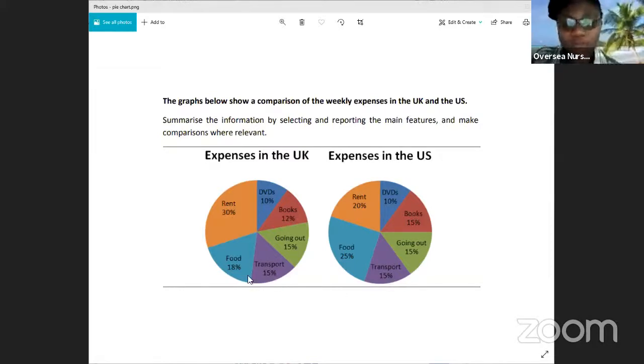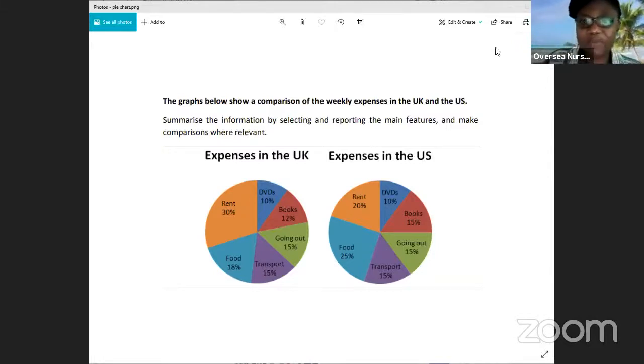But for books, it is at 12% here and books is at 15% for those in the US. So this is what I have decided to talk about. Then I will note that the people in the UK spent 18% on food, while those in the US spent 20% on rent. Remember that the first one was rent and food. Now it is rent and food, because you can't leave out those variables.